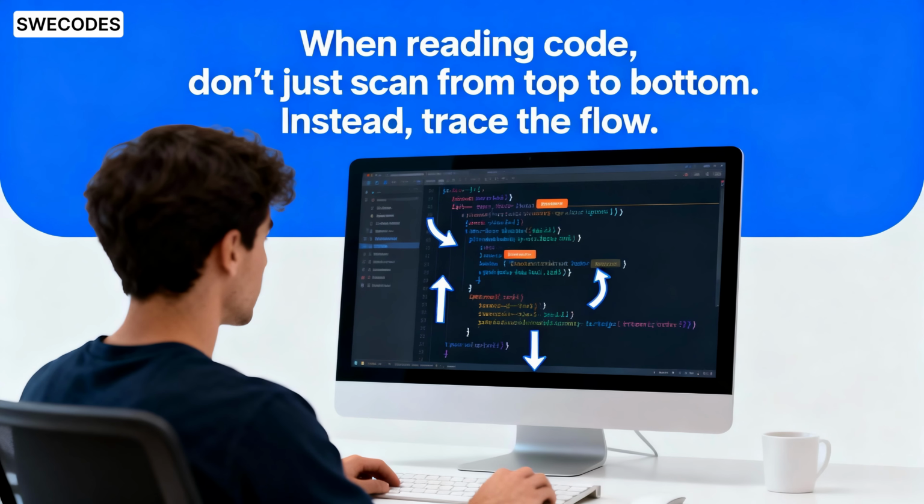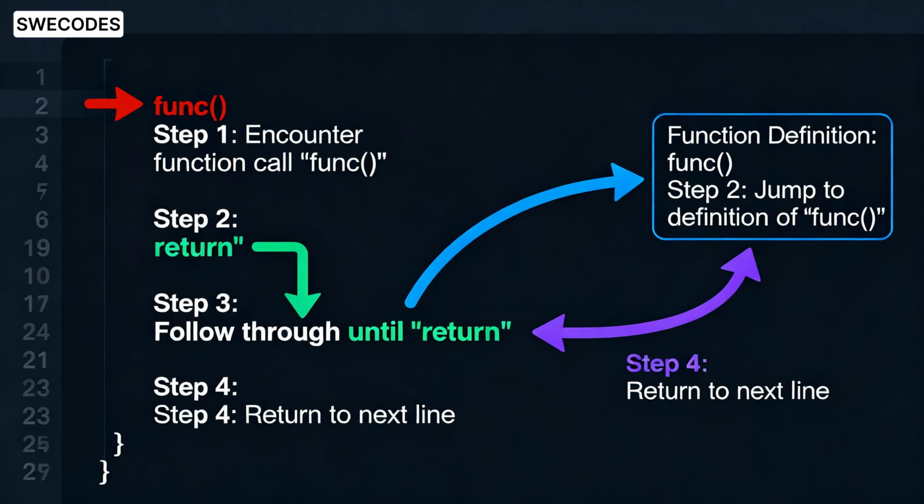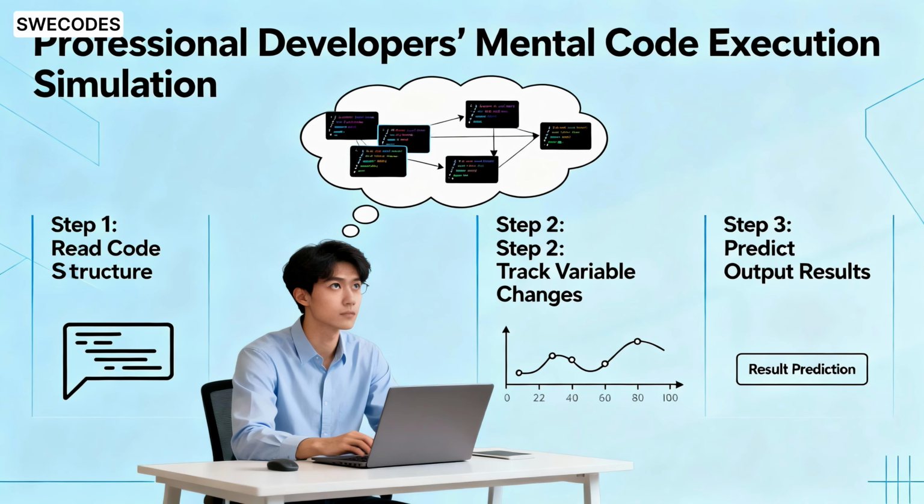Here's a powerful habit straight from the experts. When reading code, don't just scan from top to bottom. Instead, trace the flow. That means, note where each function is defined, but don't read the full body yet. As you encounter a function call, jump to that definition. Follow it through until it returns, and then come back to the next line. That's how professional developers mentally simulate execution, and it's the fastest way to understand any code base.